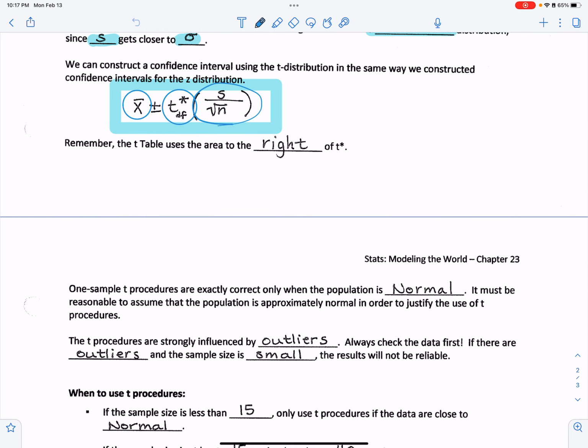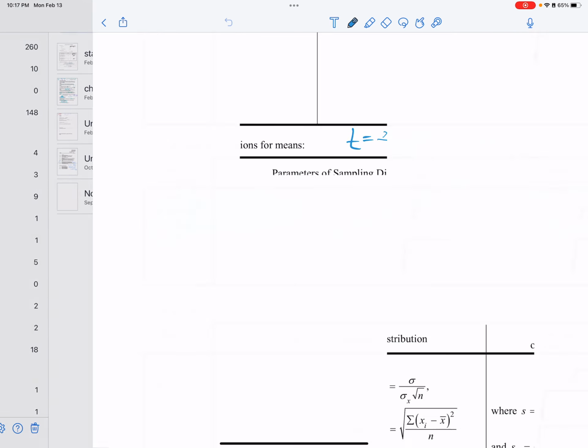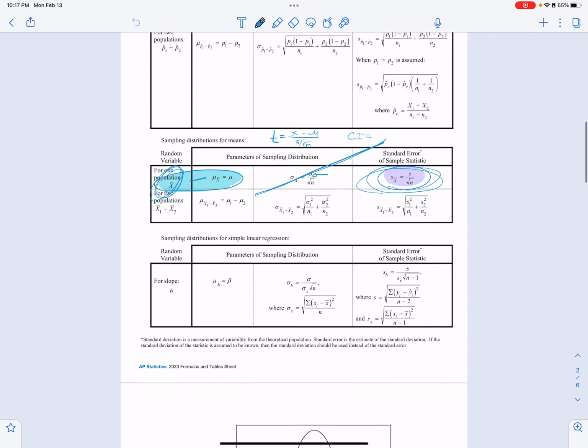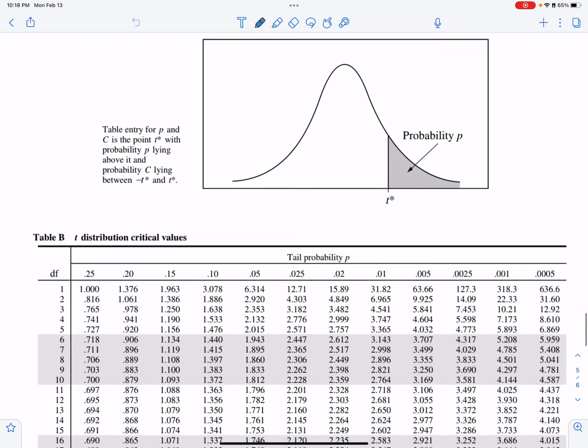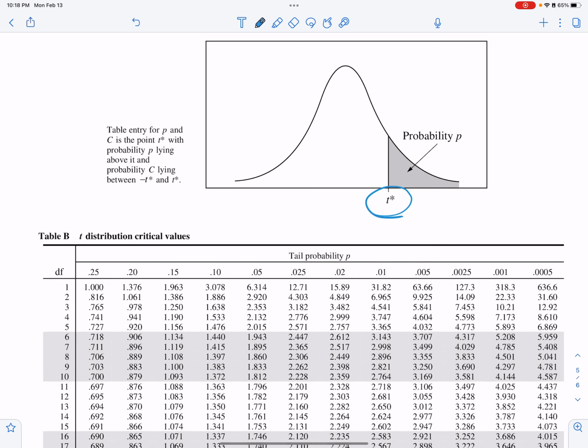Remember that the t-table uses the area to the right, so let's go back to the t-table one more time, and you can see the t-table. How do you know it's the t-star? Because it says it right there. If I wanted you to find the t-star for degrees of freedom of 10, then let's go ahead and look at 10 right here. And let's do it for a 95% confidence interval like we were just doing before.